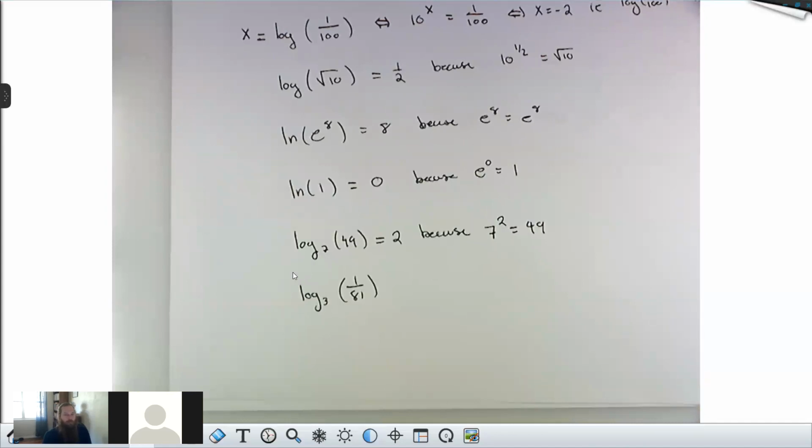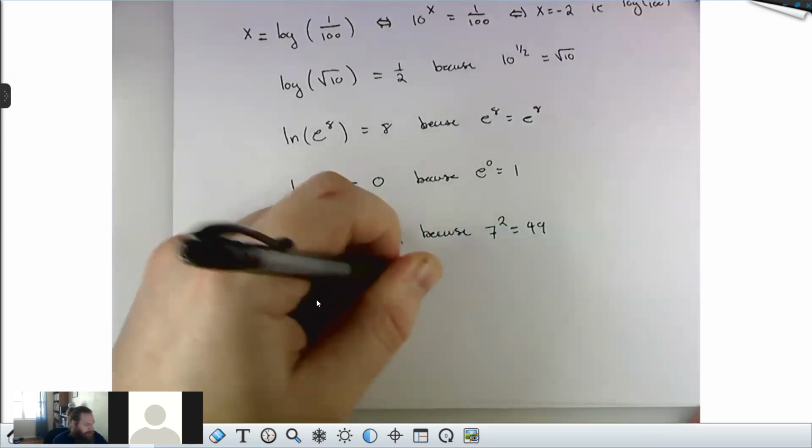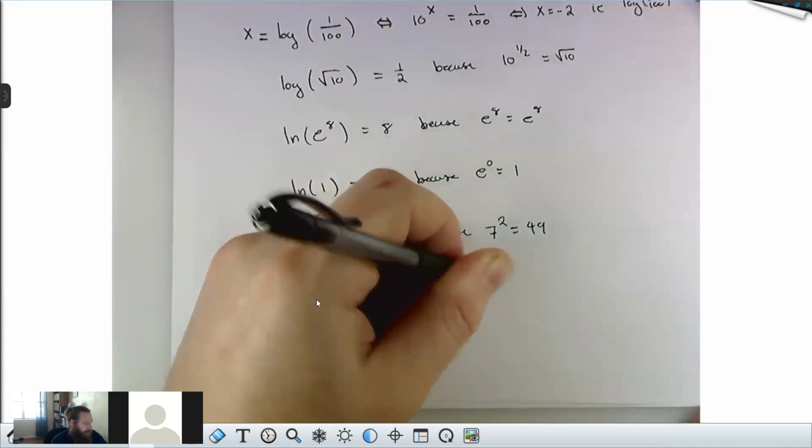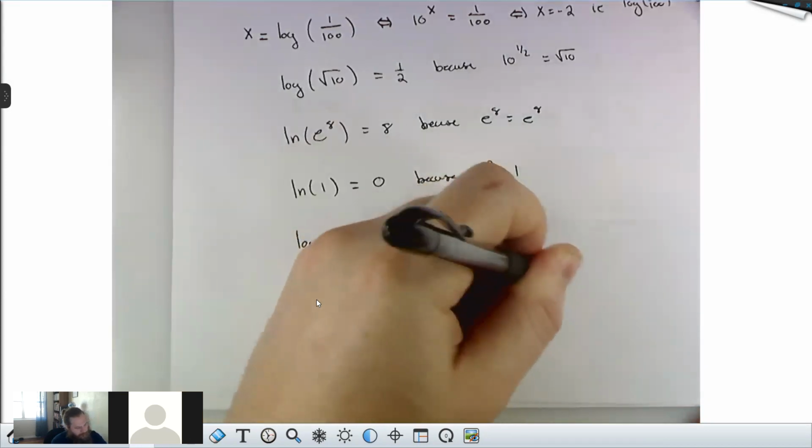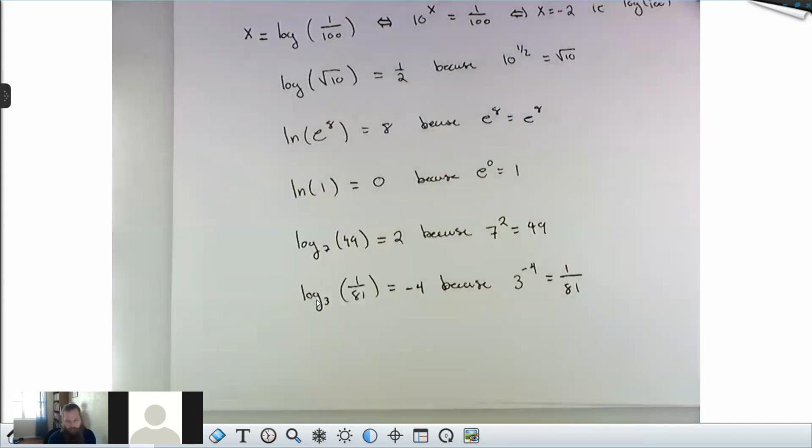Okay, last one here. To what power must I raise 3 in order to get 1 over 81? Very good, -4. 3 squared is 9. 3 cubed is 27. 3 to the 4 is 81. So 3 to the -4 is 1 over 81.